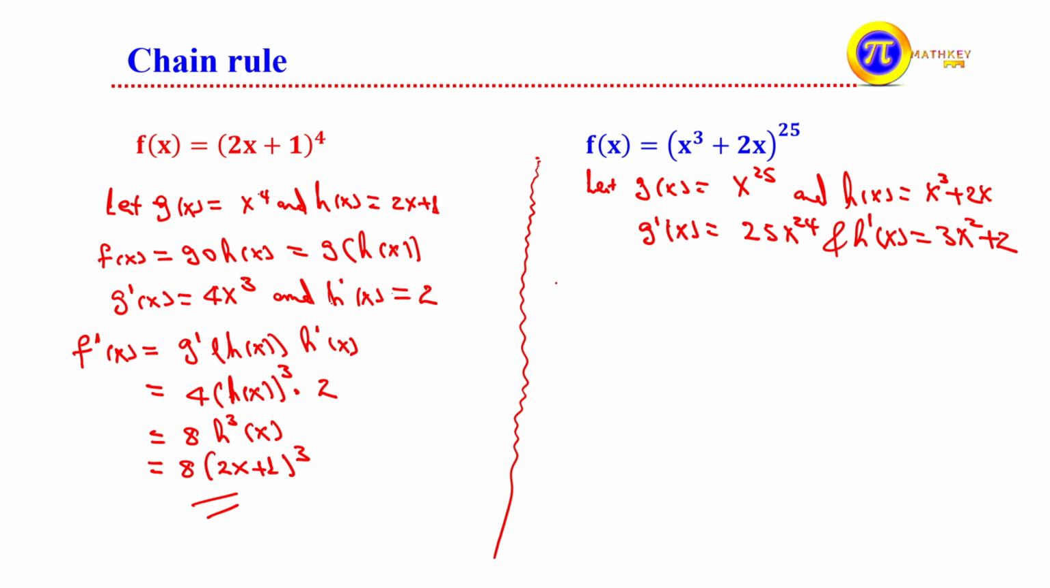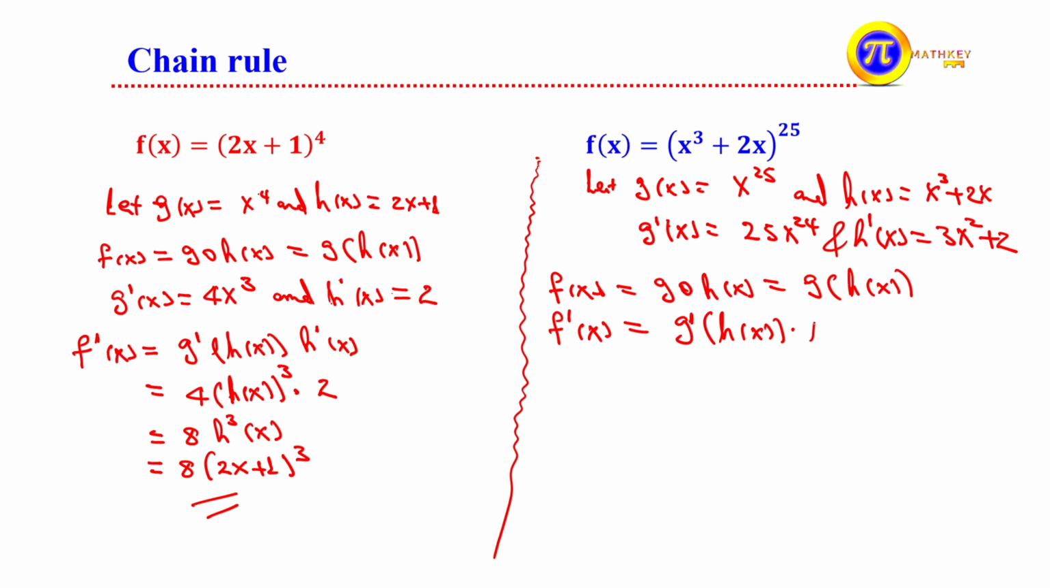From this, what for? That means f of x is equal to the composition of g and h of x, which is g of h of x. What does this imply? This implies f derivative at x, using chain rule, is equal to g derivative at h of x times the derivative of h of x. After that we insert the derivatives that we obtained here. This is 25 times x to the power of 24 and h derivative at x, this is 3x squared plus 2. Insert this.